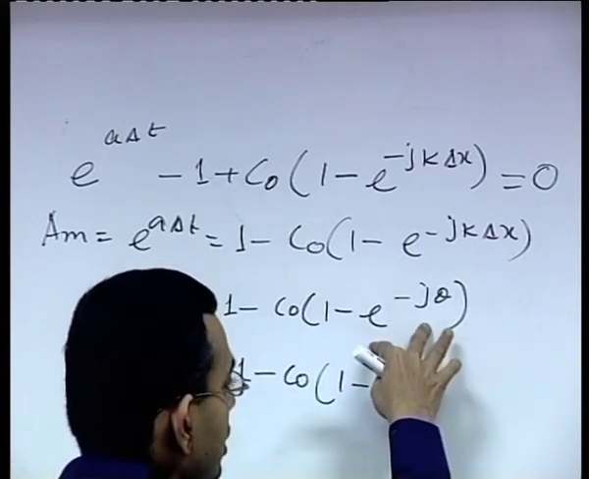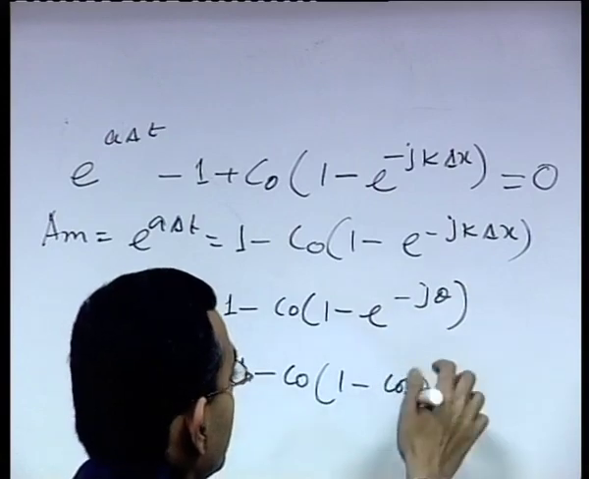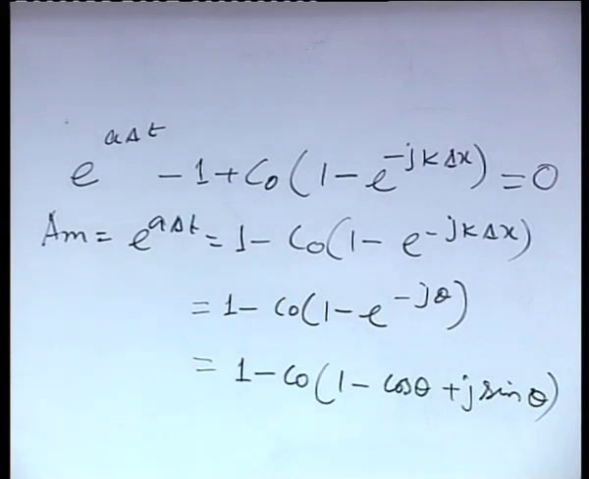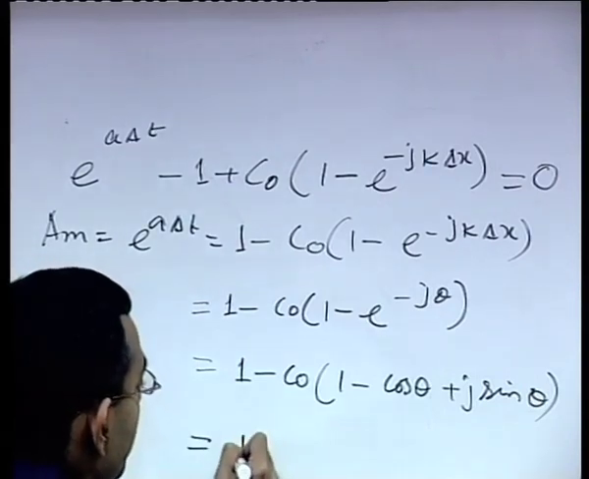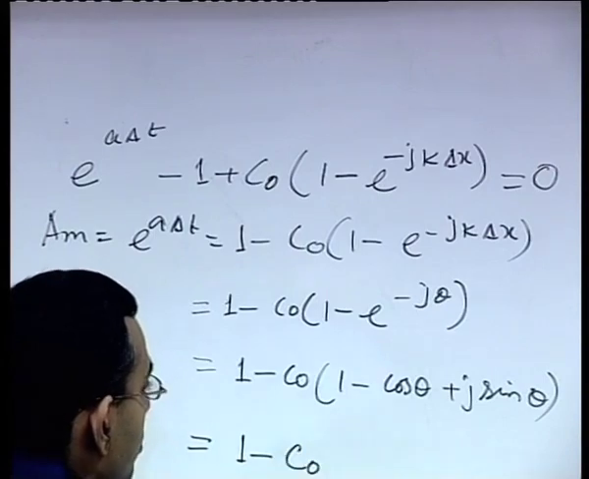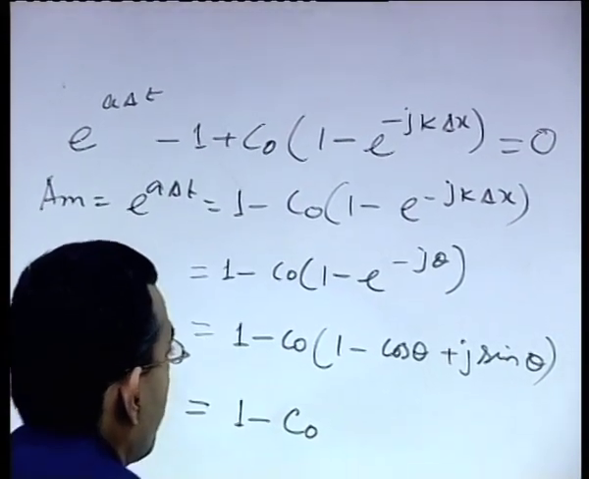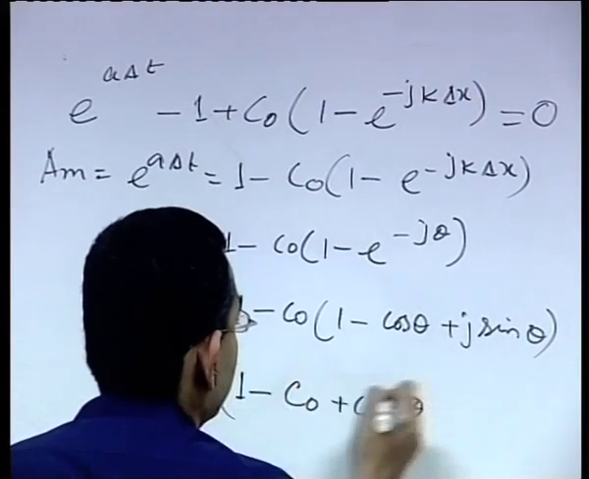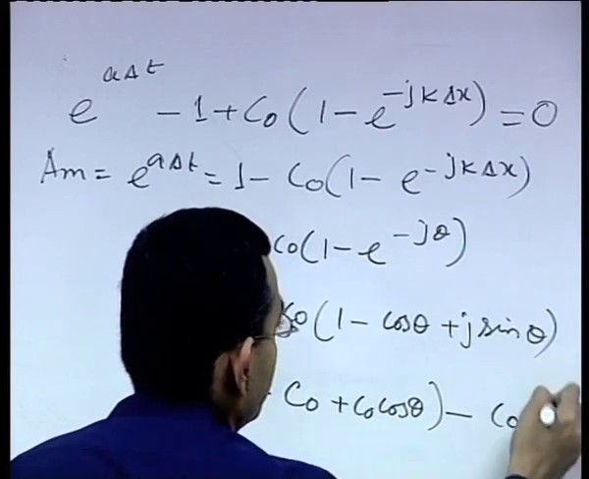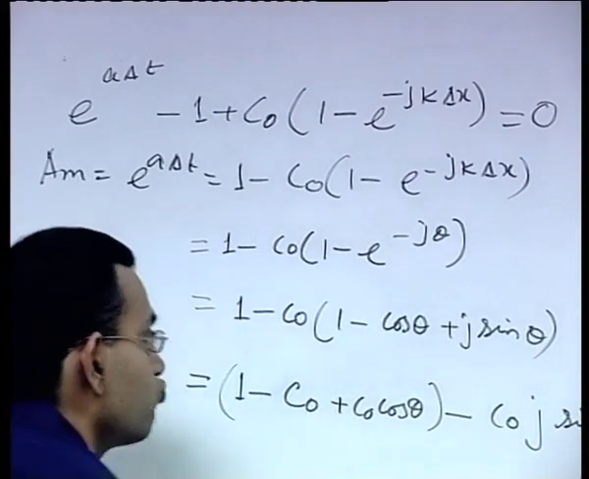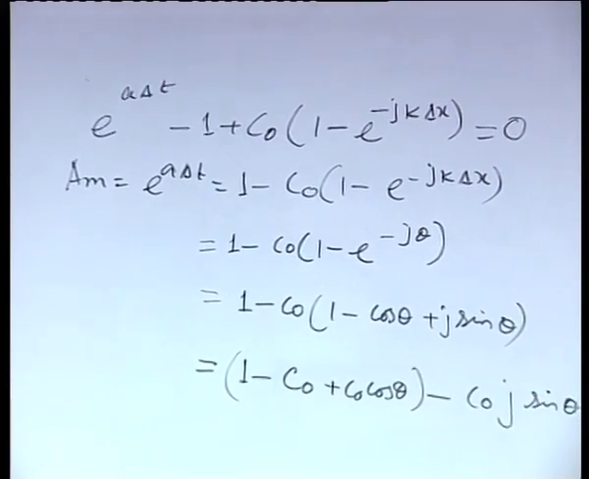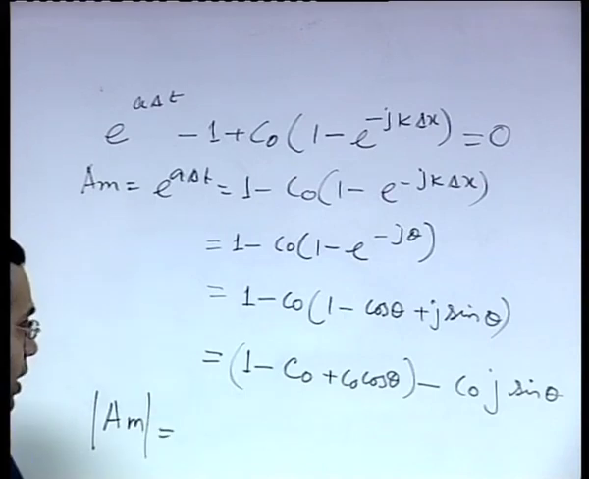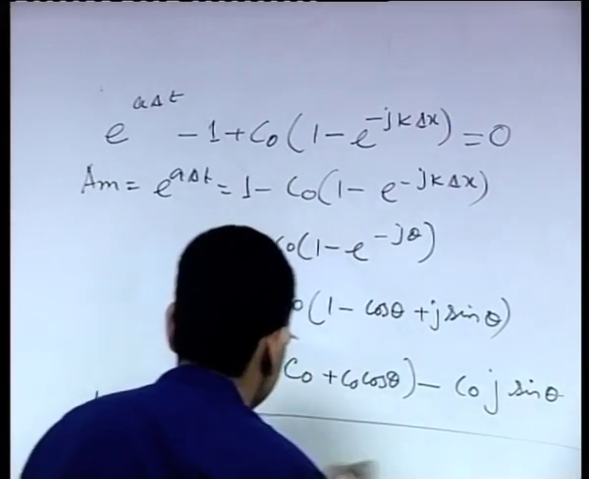So, e to the power minus j theta is cos theta minus j sin theta. So, it will become minus cos theta plus j sin theta. So, this is 1 minus Courant number plus Courant number cos theta minus C naught j sin theta. So, what is the magnitude of the amplification factor? Let us work out that.